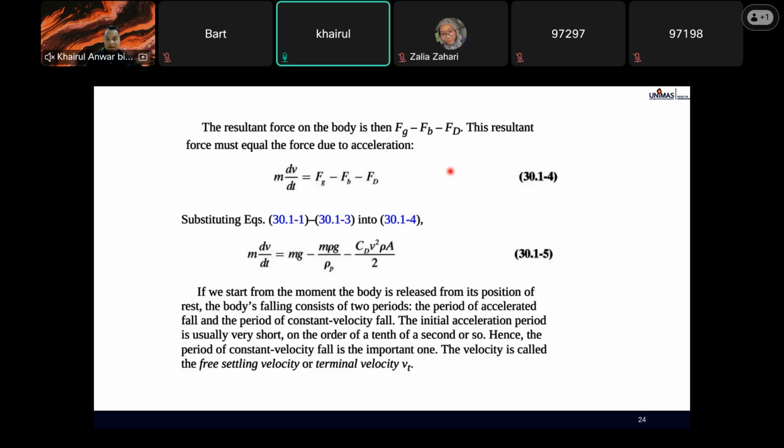So we have 30.1-5. If we start from the moment the body is released from the position of rest, the body falling consists of two periods, the period of accelerated fall and the period of constant velocity fall. The initial acceleration period is really very short, on the order of a tenth of a second or so, hence the period of constant velocity fall is the important one. The velocity is called the free settling speed or the terminal velocity. It is constant, the highest velocity it can reach.